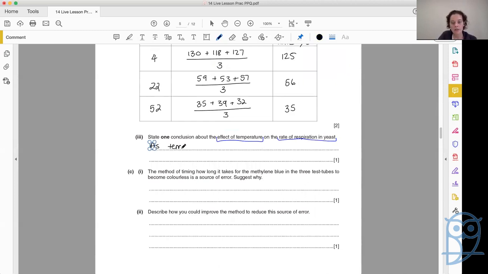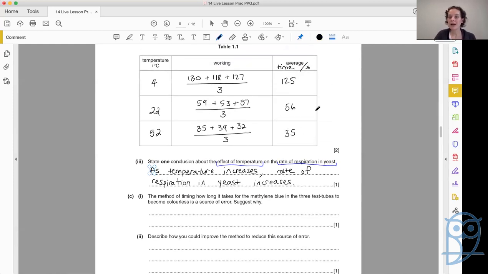as temperature increases, rate of respiration in yeast increases. That's it. Straightforward, plain and simple. As temperature increases, rate of respiration increases. Remember that here we're measuring time to go colorless. Okay? Time to go colorless is inversely related to rate of respiration because more respiration means less color.